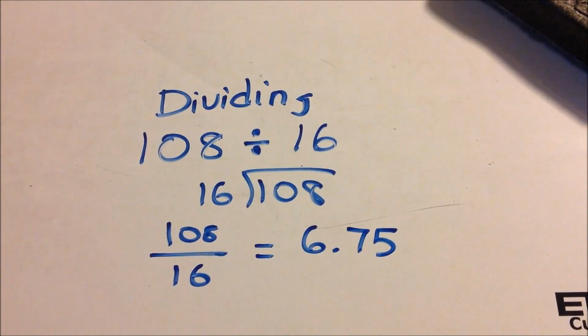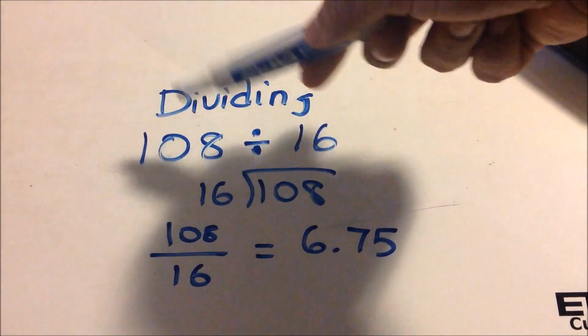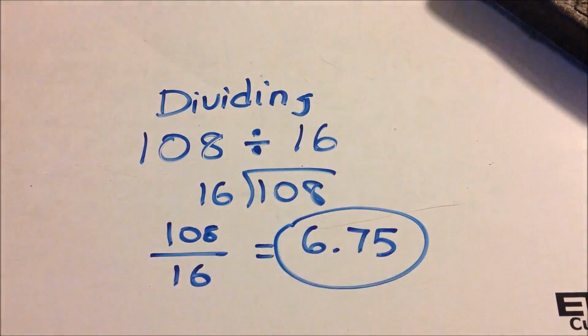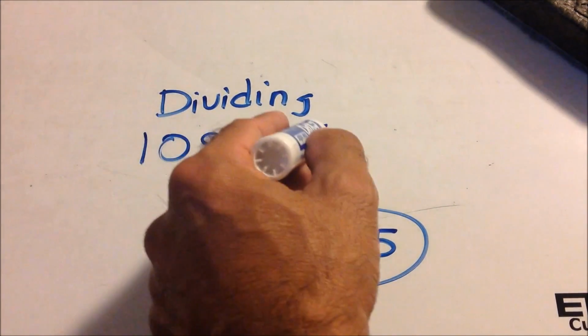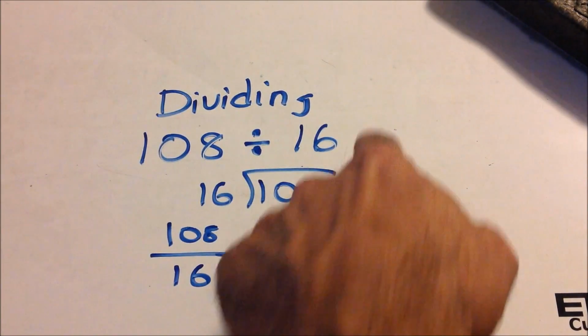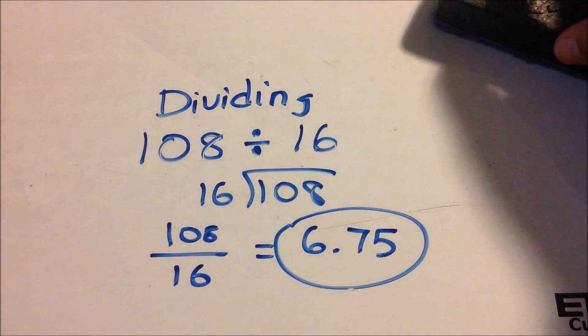When you get your answer, see if it makes sense. We know gallons are more than cups. So if you have 108 cups, you'll have 6.75 gallons. Now to check your work, just do the opposite operation. 108 divided by 16 gives us 6.75. So 6.75 times 16 will give you 108. That's how you check. There's another way of doing this now.